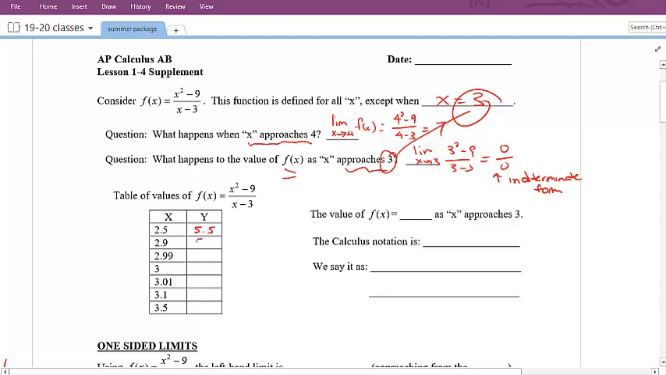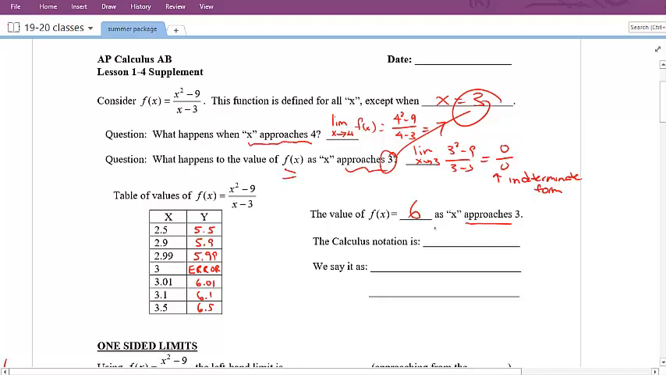5.5, I think this one was 5.9, 5.99, 3 was error, which makes sense because that's what we set up top. 6.01, I believe, 6.1, 6.5. Okay, so the question is, what is the value of f of x, or y, as x approaches 3? I didn't say equal to 3, I said approaches, so getting closer and closer. You probably predicted, yes, it equals 6.